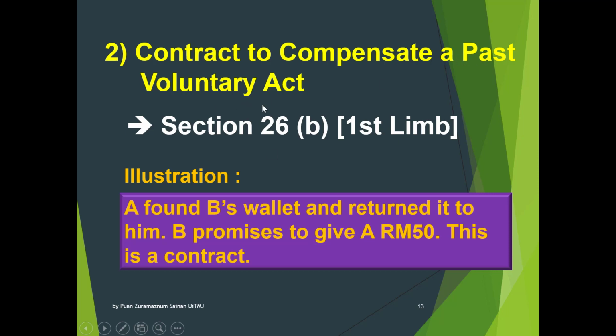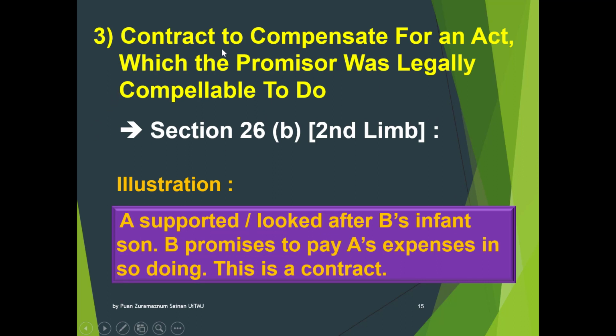The third exception is a contract to compensate for an act which the promisor was legally compellable to do. Okay, satu perjanjian untuk memampaskan atau memberi pampasan atas satu perbuatan yang mana perbuatan tersebut sepatutnya promisor melakukannya tapi dia tak buat, yang melakukannya ialah promisee, and it was done in the past. Okay, the agreement is binding even though without consideration. Okay, for example, A supported or looked after B's infant son, and then B promises to pay A's expenses in so doing.